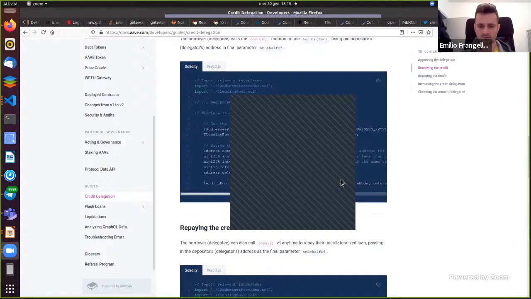Okay, thanks, Matt, for the question: can the delegator repay debt taken by the delegatee? Yes, of course. If you are the delegator and the delegatee has taken debt, the debt is factually the delegator's debt, okay? Essentially what happens is that the delegator gets the debt and the delegatee gets the money. So the delegatee can repay on behalf of the delegator, but also the delegator can repay the debt without any problem at all.